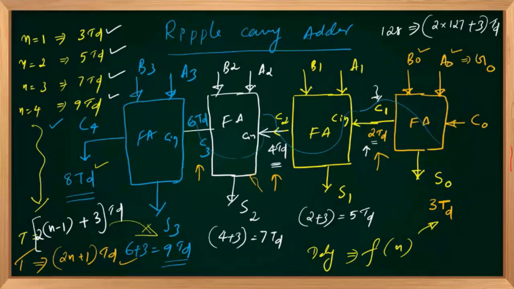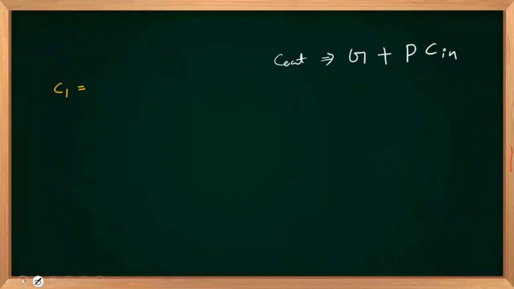And C1 will be equal to C0 if A0 and B0 are different, the propagating function, which I will call P0. So C0 will be propagated to C1 if P0 equals 1, or A0 and B0 are different. And C1 will definitely be equal to 1 if G0 equals 1, or A0 and B0 are equal to 1 simultaneously. So I can easily write C1 equal to the generated carry, that is G0, plus the propagated carry, and the propagated carry is nothing but C0, the carry input to the first stage.